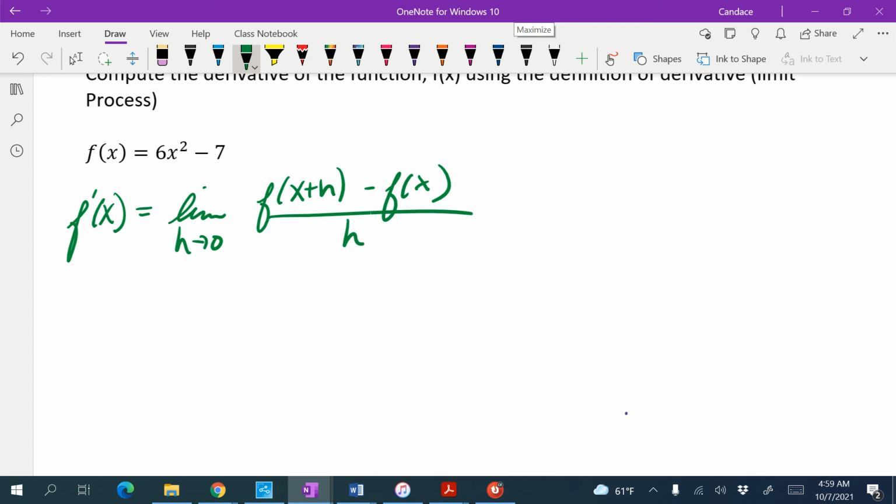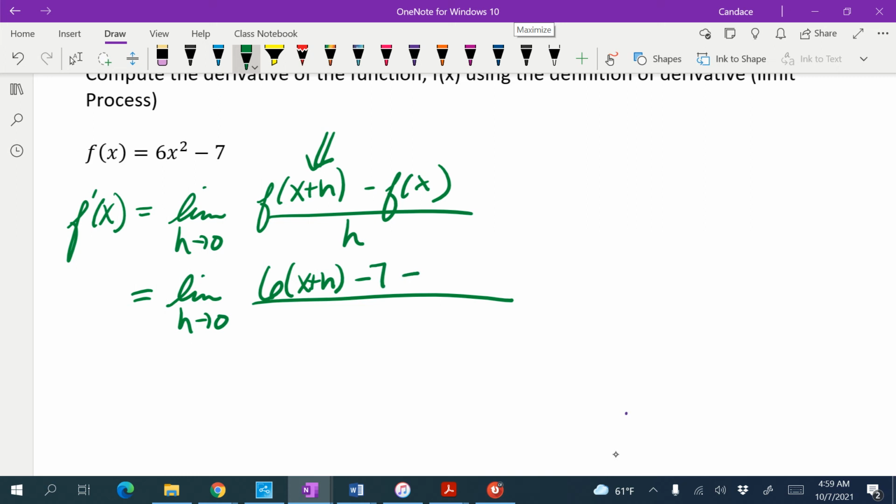So now I'm going to go ahead and apply this definition. So we're going to keep the limit as h approaches 0. This part of the definition says I am going to take the function, write parentheses, and for the x, anywhere I have parentheses, I'm going to substitute in x plus h. So 6 times x plus h squared minus 7 minus, and then on this second part, I always write a parentheses to start. Then I'm going to substitute in the x for the x, which means I'm basically just writing the function the way it looks. So 6x squared minus 7. And then this whole thing is all over h.